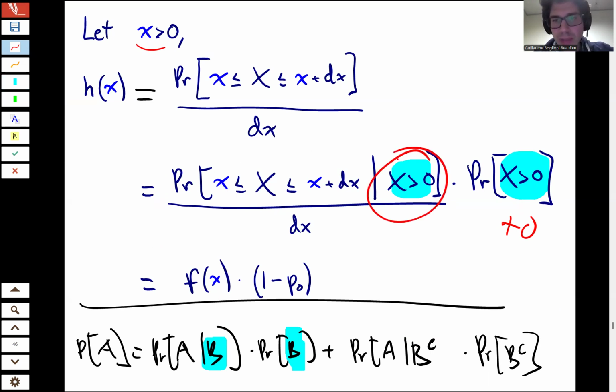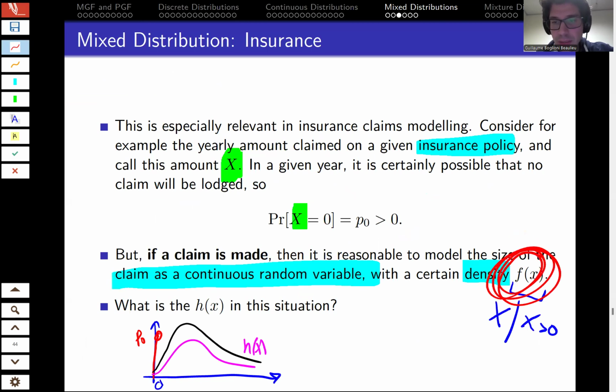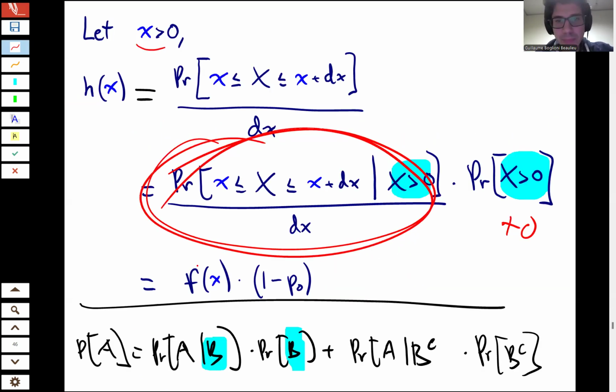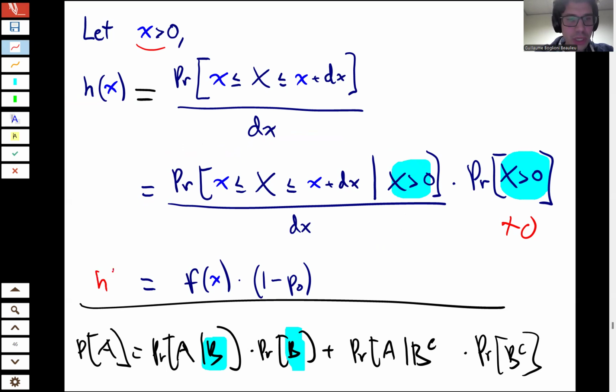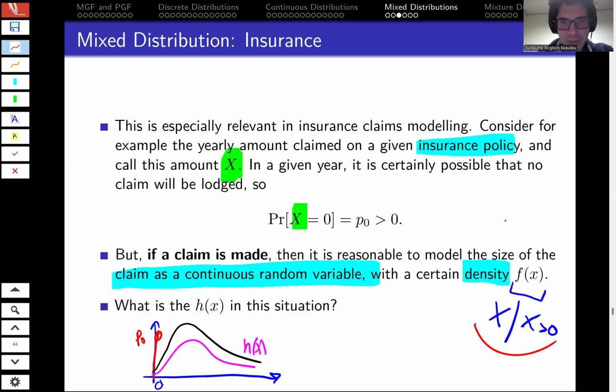But now look at this expression. Under the knowledge that x is strictly positive, this whole thing is just the density that we call little f of x. Yes, because by definition, this density, little f of x, is the density of the random variable x given that x is bigger than 0. So it is the density that we call fx, and this gives you the result: hx is fx times the constant 1 minus p0. But if this doesn't convince you, and you were happy with the earlier argument, stick with that. That's fine. In the end, I just wanted to make clear that hx is a rescaling of fx.